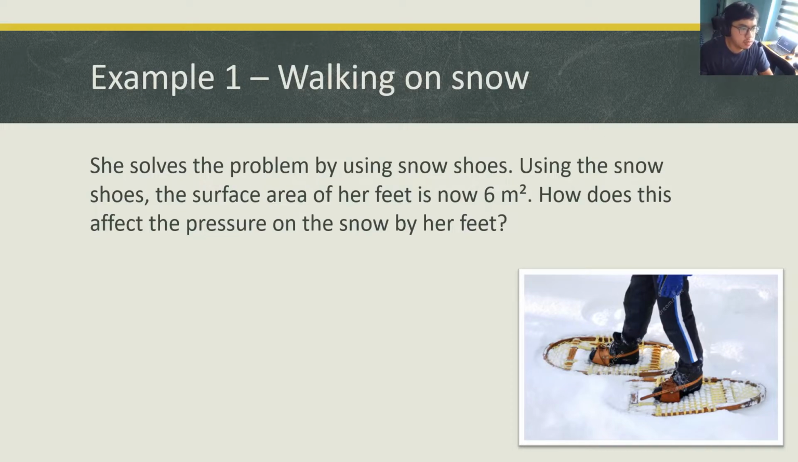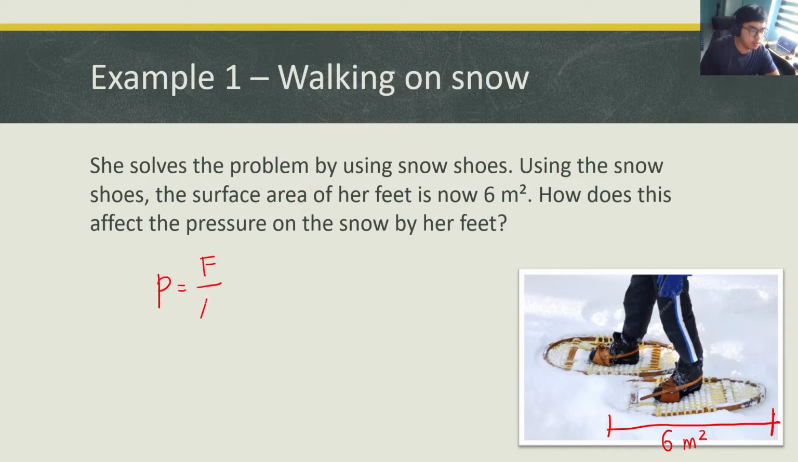She solves this problem by using something called snowshoes. Using the snowshoes, the surface area of her feet is now 6 meters squared. How does this affect the pressure on the snow by her feet? So the snowshoe, as you can see here, has a wider surface area. So before it's 3 meters squared, now it's 6 meters squared. So what's the pressure now?